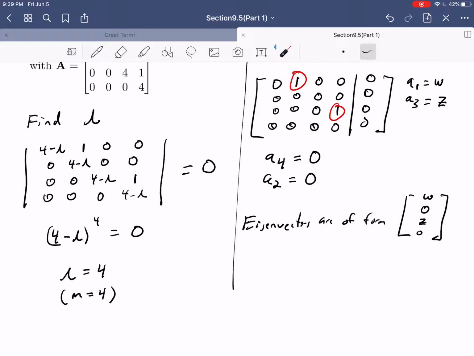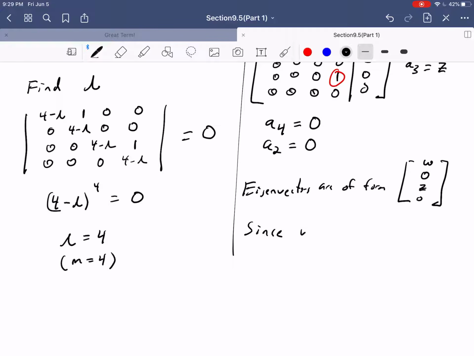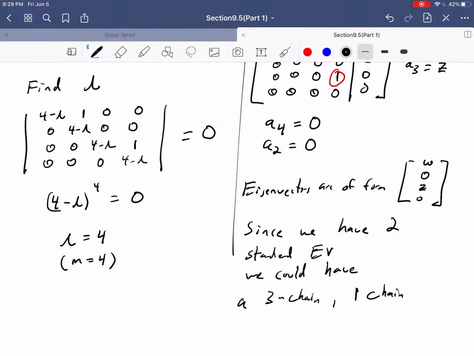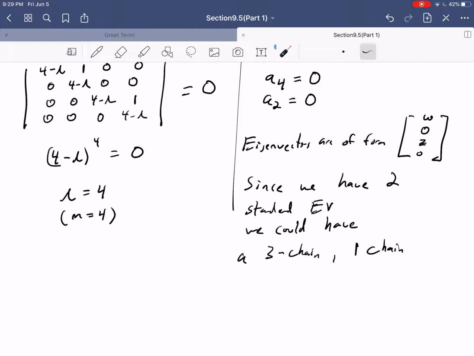Now, what does this tell us about the potential for generalized eigenvectors? Well, what you guys should be thinking here is since we have 2 standard eigenvectors, we could have a 3 chain and a 1 chain. That would give us 4 linearly independent eigenvectors. Or we could have a 2 chain, 2 chain. In other words, we have 2 separate second order eigenvectors, each of which chain to one of our standard eigenvectors. Either of these are possibilities. Unlike in the previous example where we only could have a 3 chain because we only had 1 standard eigenvector. This time we have 2 separate types of eigenvectors, so we could have a 3 chain and a 1 chain, or a 2 chain and a 2 chain.